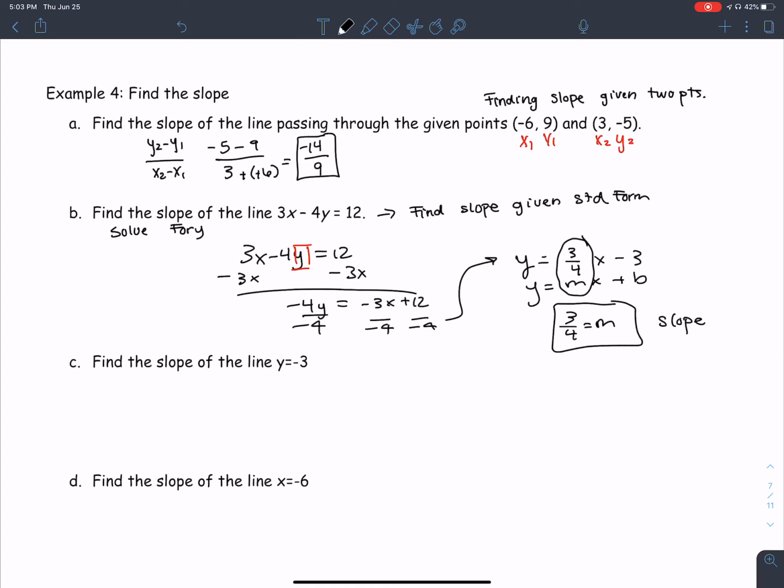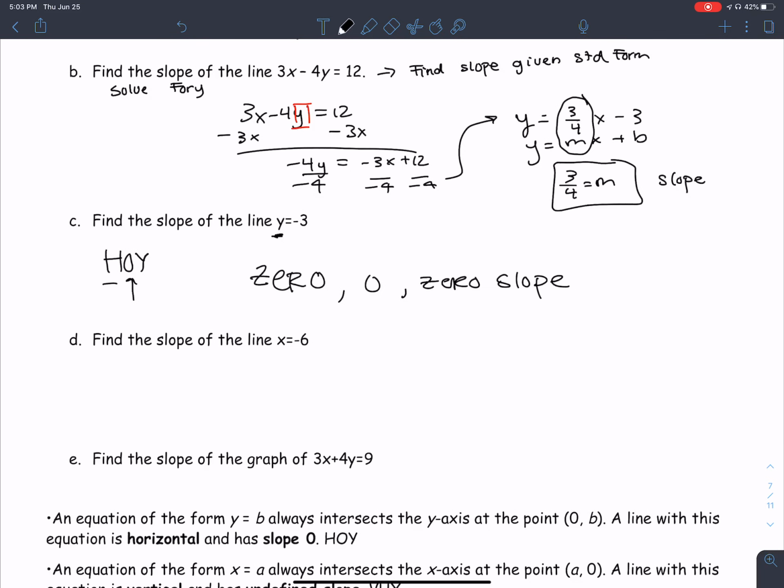Find the slope of the line y equals 3. So if you go back to notes from 2-1, we talked about if something's with y, it's a hoy. Hoys are horizontal and they have a 0 slope. So the answer to this is the slope is 0. You can either write 0 or you can say 0 slope. Okay.